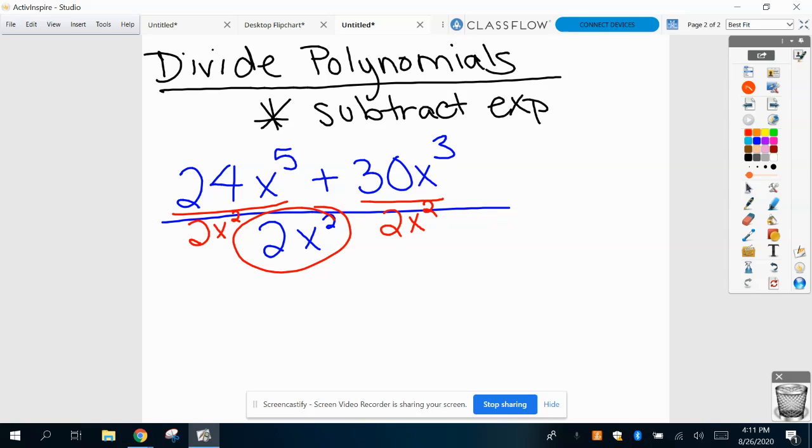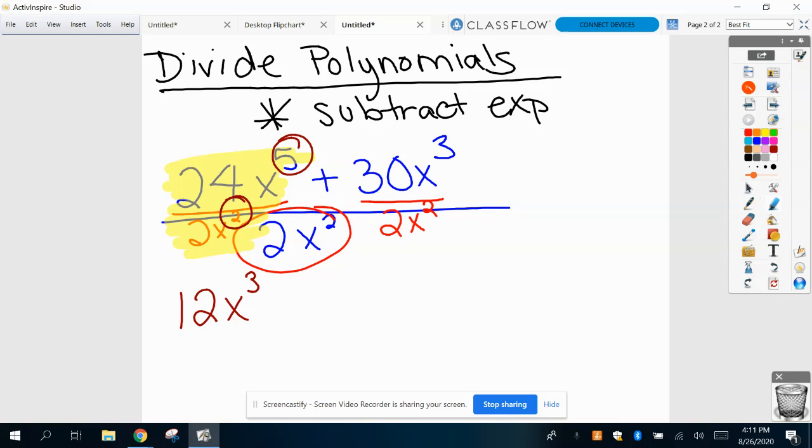And then we're just going to treat this as if it's two separate problems. So we're going to focus on this first one right here. And we're going to divide with the rules we've already talked about. So 24 divided by 2 gives us 12. And then we subtract the exponents. 5 minus 2 gives us 3.